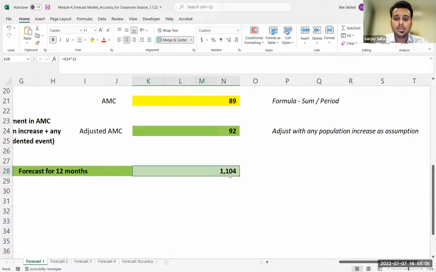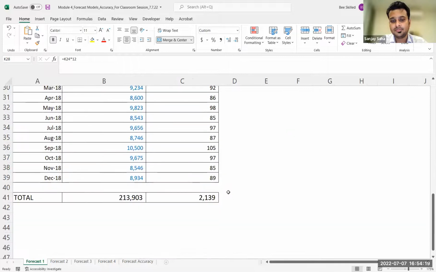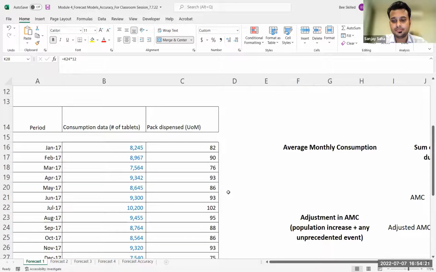Okay. So in the next 12 months, using the AMC calculation, district X will need 1,104 packs of ciprofloxacin 500 mg tablets. Okay, for 1 year.